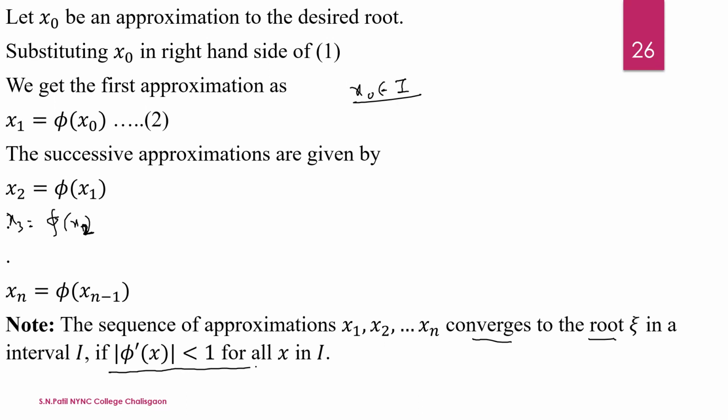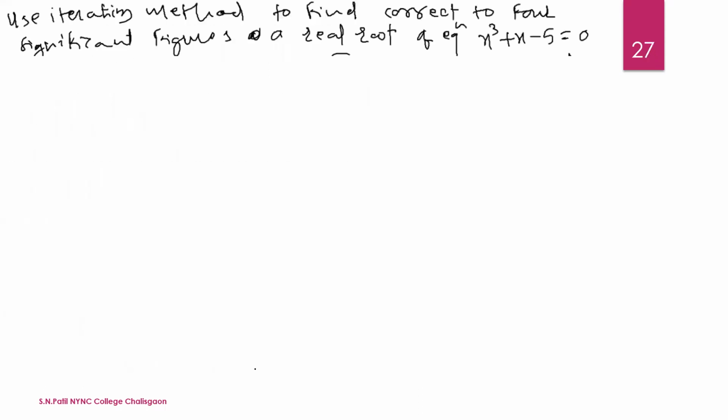Now let us see the example on the iteration method. Use the iteration method to find the correct 4 significant figure, a real root of the equation x cube plus x minus 5 is equal to 0. Now here the function is given, f of x is equal to x cube plus x minus 5 is equal to 0. Say equation 1.